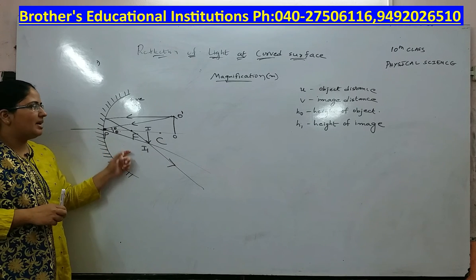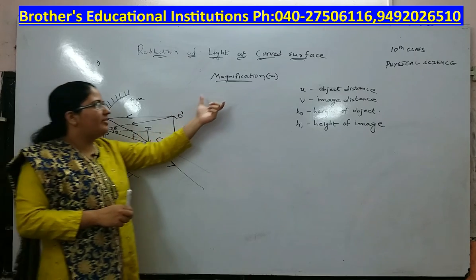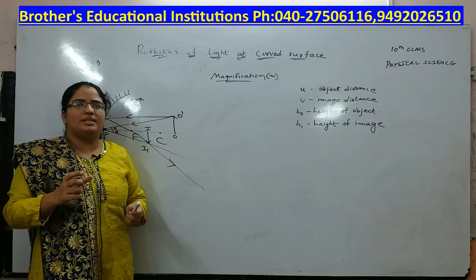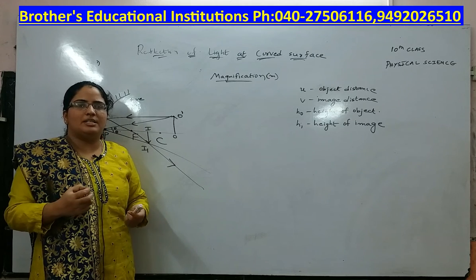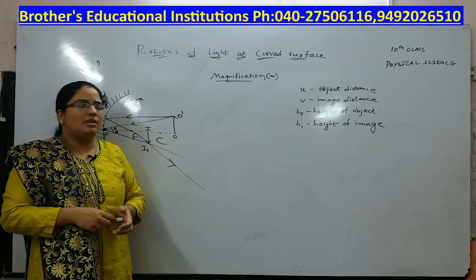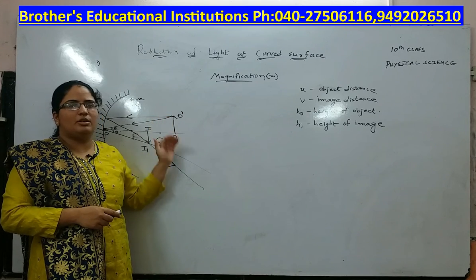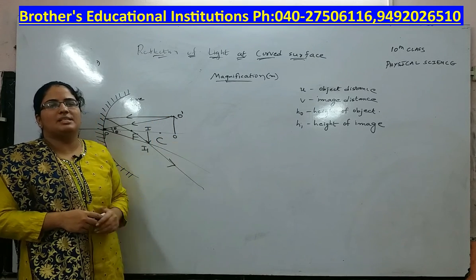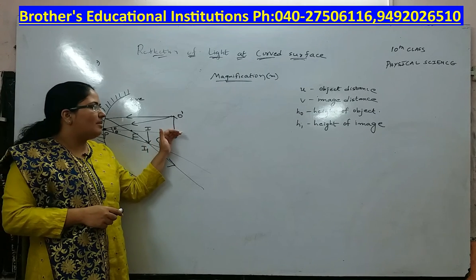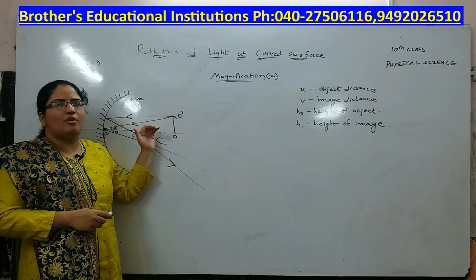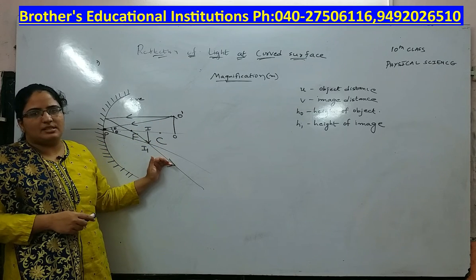Keeping these things in mind, we will derive an equation for magnification. Magnification tells us whether the object is enlarged or diminished. Moreover, it tells us whether the image is formed above or below the principal axis. If you get a plus sign, the image is formed above the principal axis. If you get a minus sign, the image is formed below the principal axis.